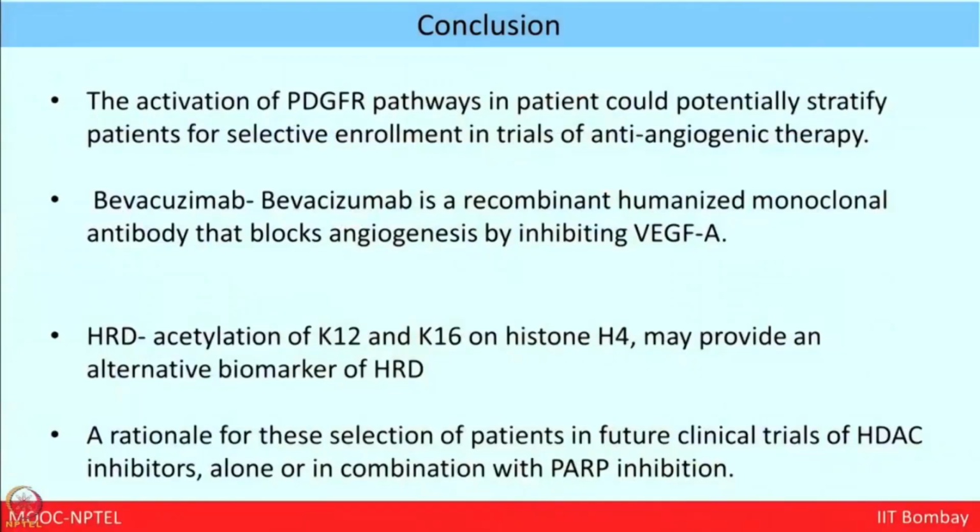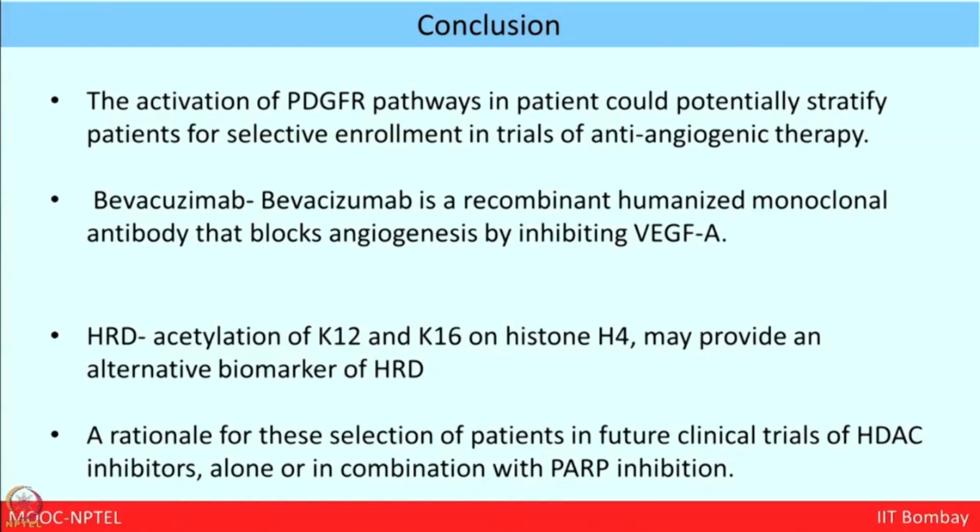So, the conclusion from the study: we understand that the activation of the PDGFR pathway in patients could potentially stratify selective enrollment in trials of anti-angiogenic therapy. The recombinant humanized monoclonal antibody bevacizumab, which blocks angiogenesis by inhibiting VEGF-A, has already been trialed in patients. So, the involvement of the PDGFR pathway in this cancer is also putting this recombinant humanized monoclonal antibody in the limelight.